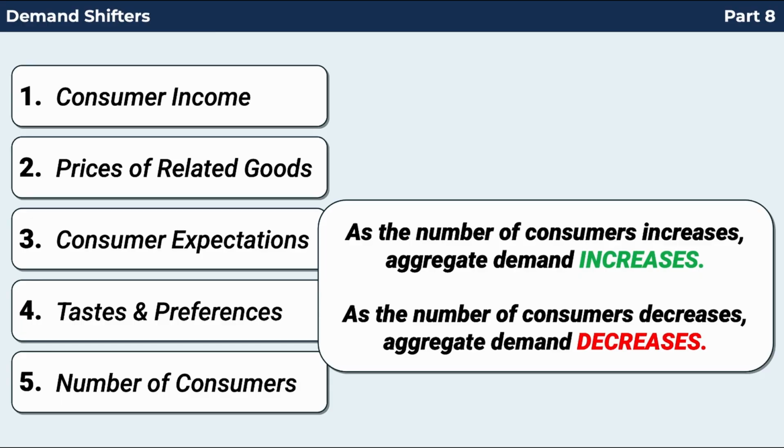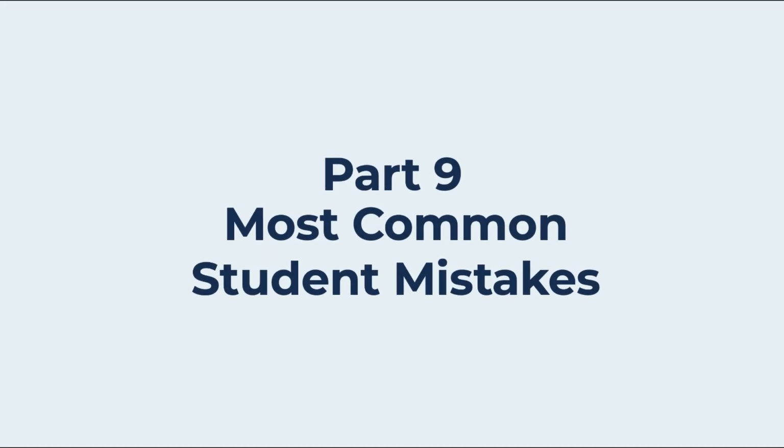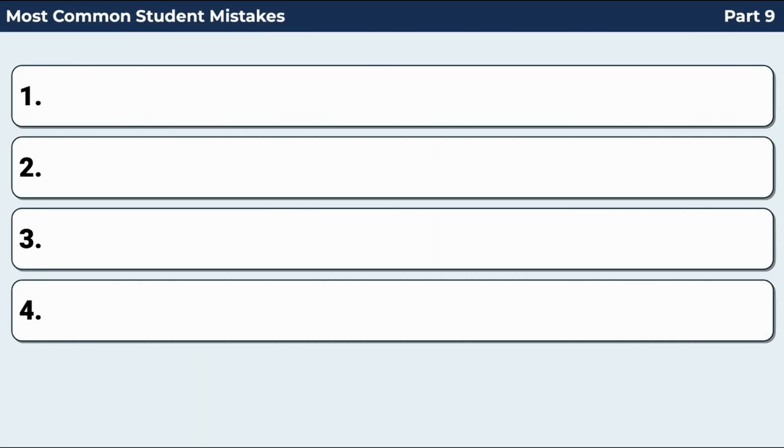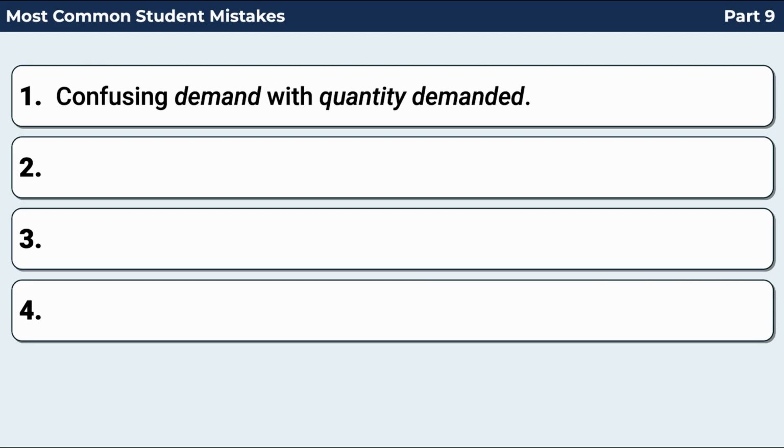Now, part 9 is arguably the most important part for you to consider as a student. These are the most common student mistakes. I've been teaching economics for a long time, and these 4 mistakes are hands down the ones that mess students up the most. And the first one is confusing demand with quantity demanded. Demand is the entire curve. Quantity demanded is a point on the curve. They are not the same thing.